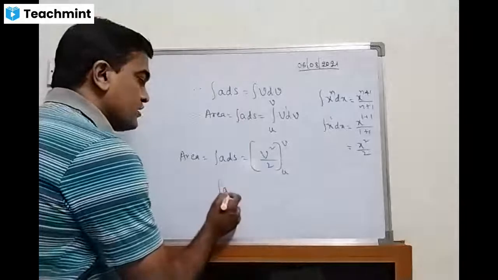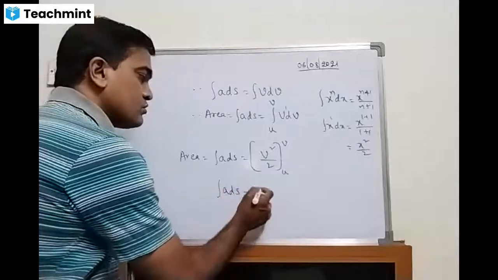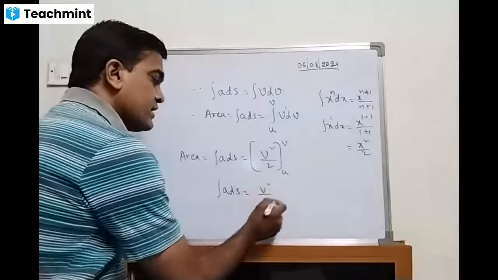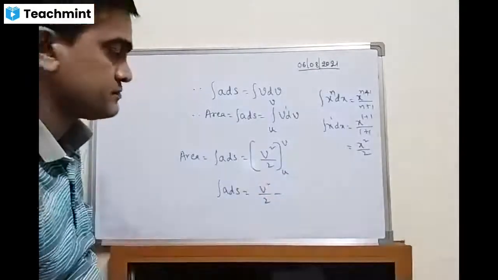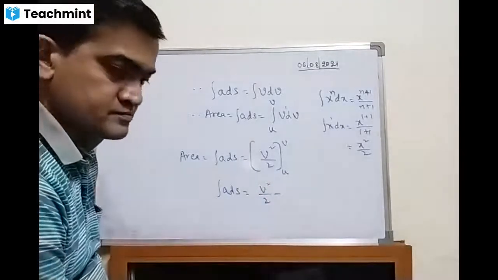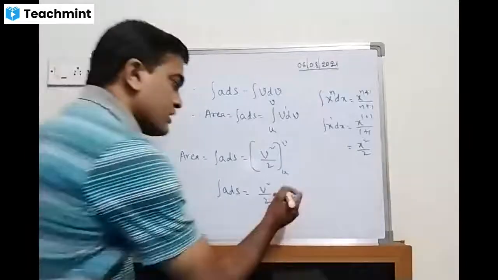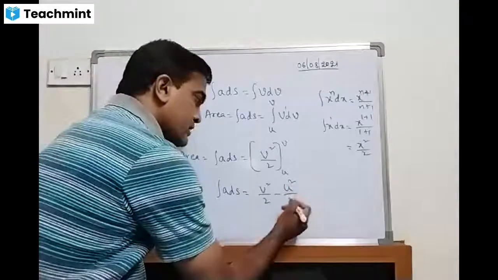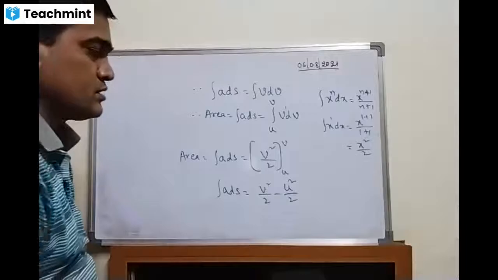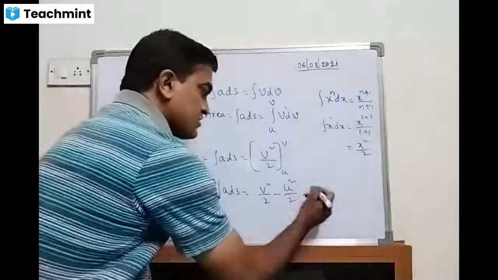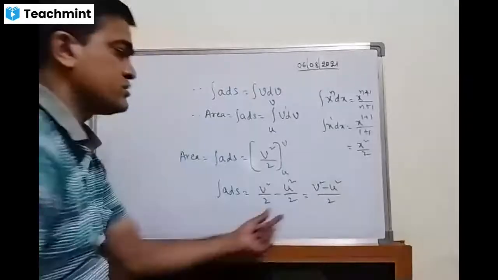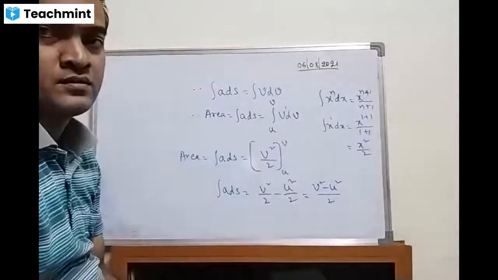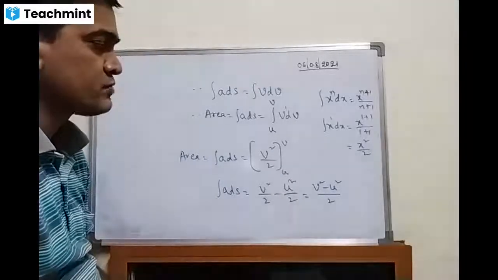So the integral of a ds is equal to v square by 2 minus, next I have to substitute u in place of v, u square by 2. Now here I can write this as v square minus u square by 2, because 2 is common in both. Can I write like this? Yes, v square minus u square by 2.